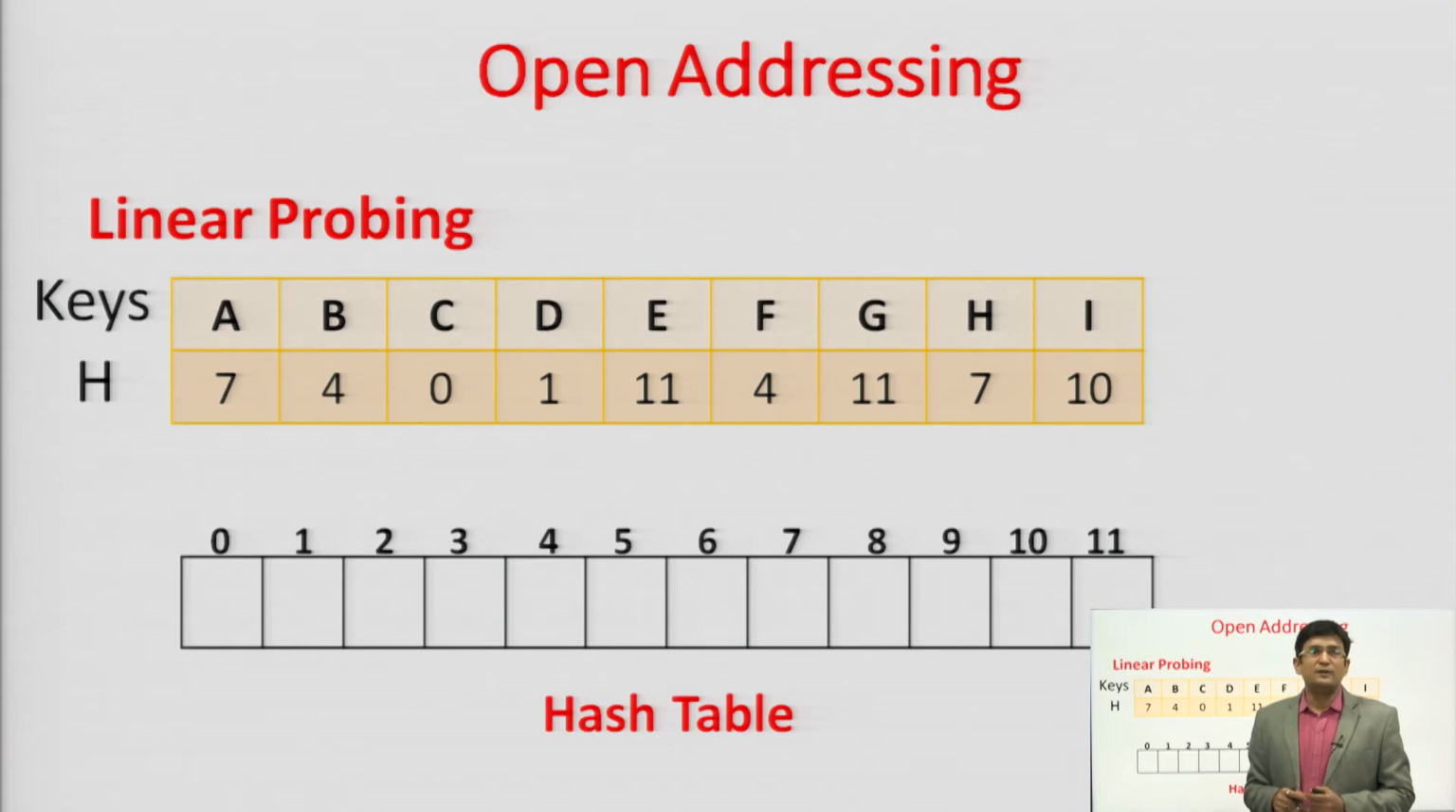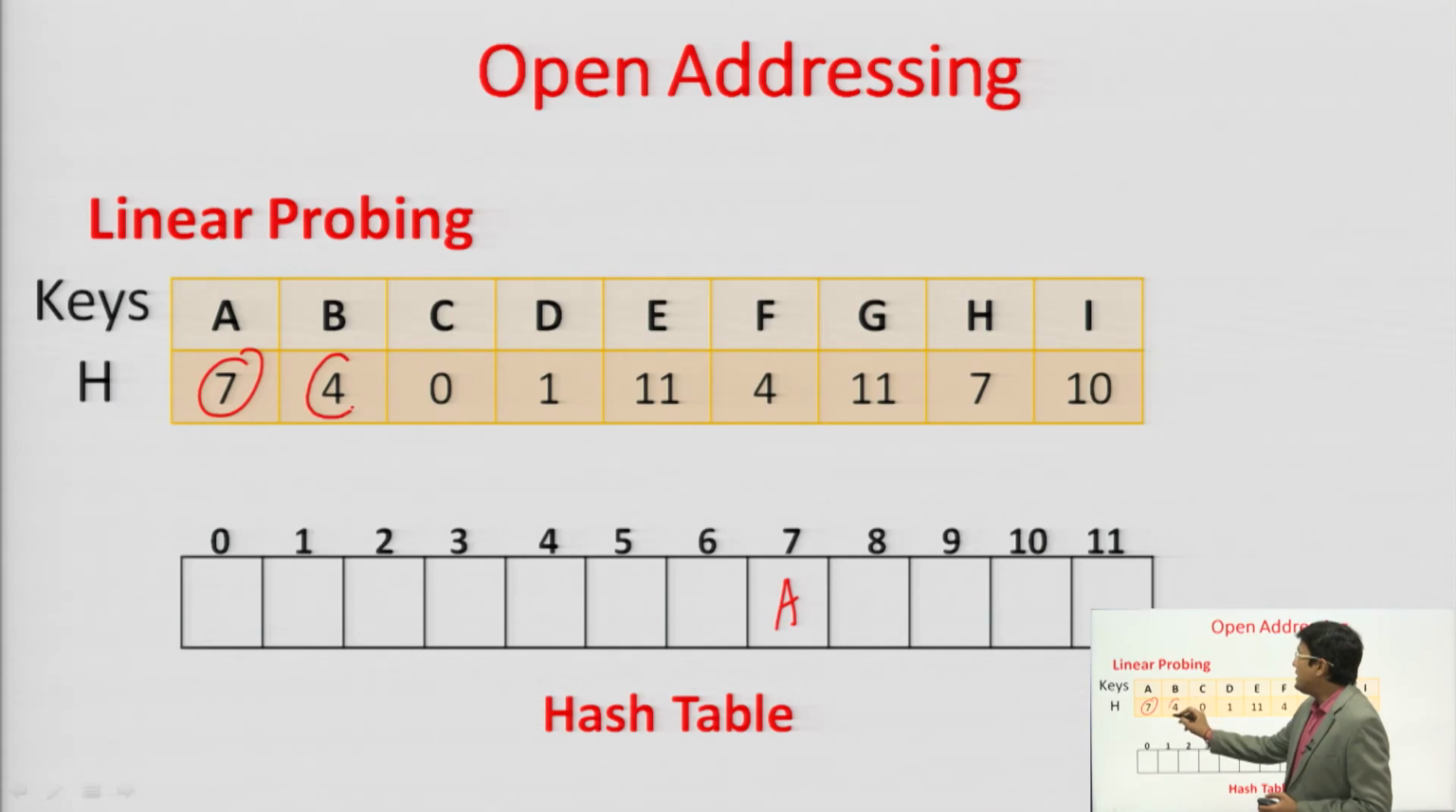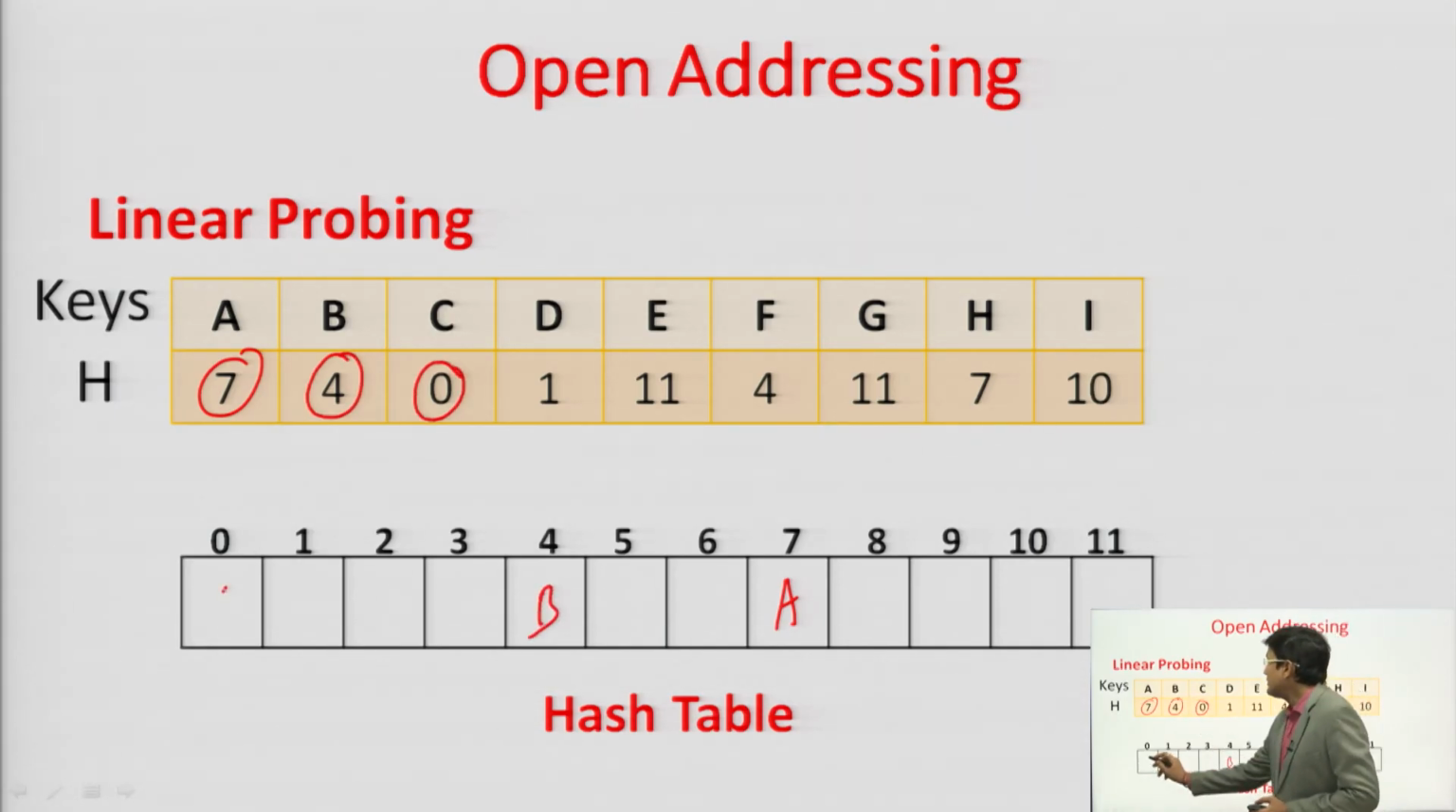Now let's take a question by which you will be able to understand how the linear probing goes. So A has a hash address 7, store A at 7. B has a hash location 4, store B here. C has location 0, store C here.